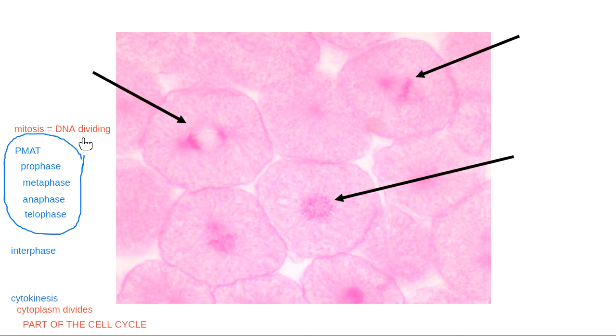So check that out when you're reading a question or when you're thinking about the difference between things. Are we talking about the cytosol and the organelles getting split up, or are we talking about the DNA getting split up? If I say the part of the cell cycle, I'm probably talking about dividing up that soup. If I say the phase of mitosis, we're talking about that DNA.